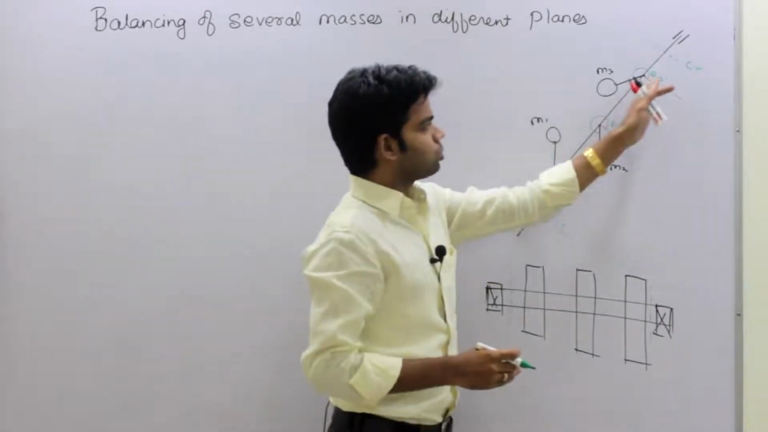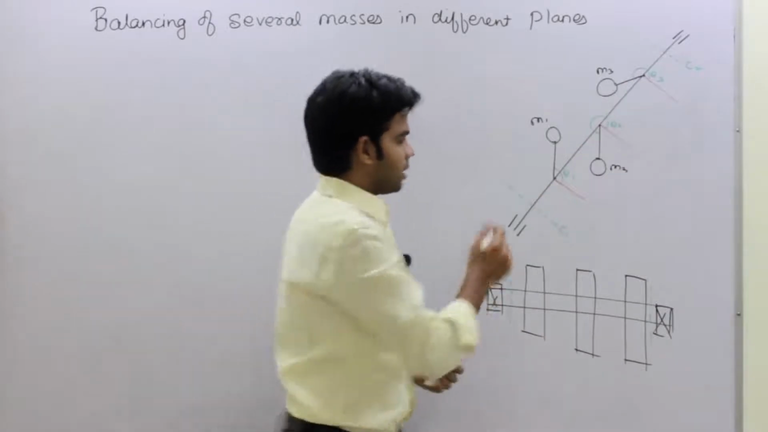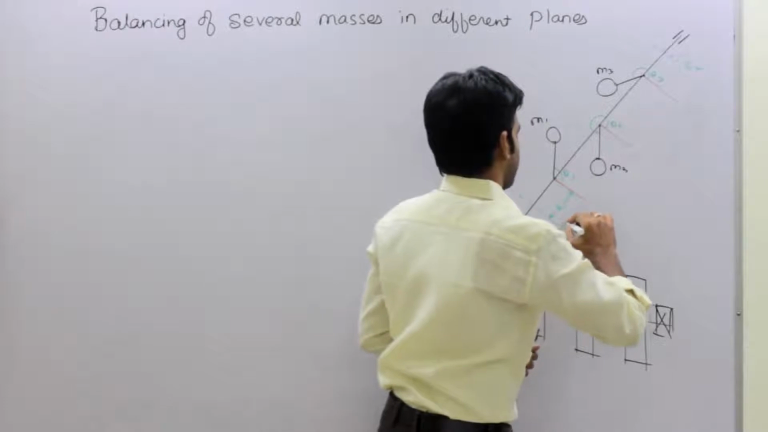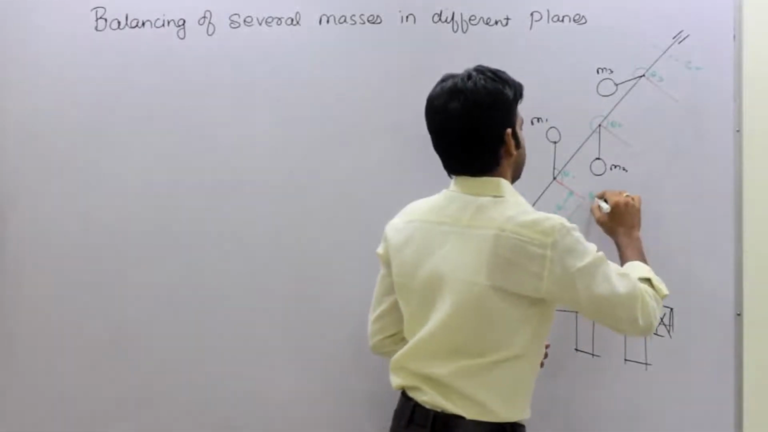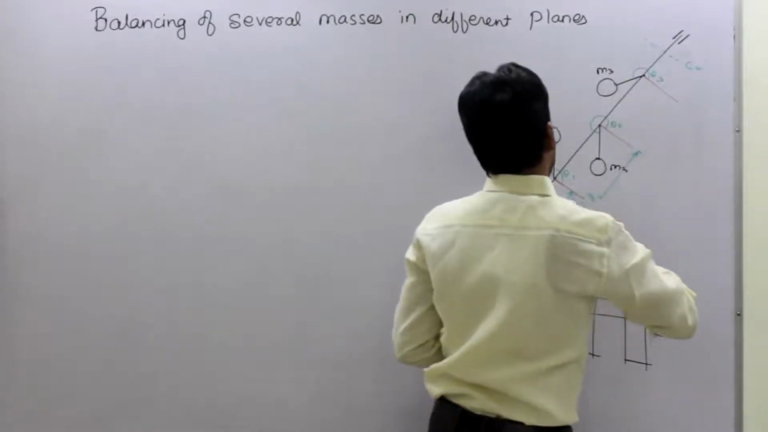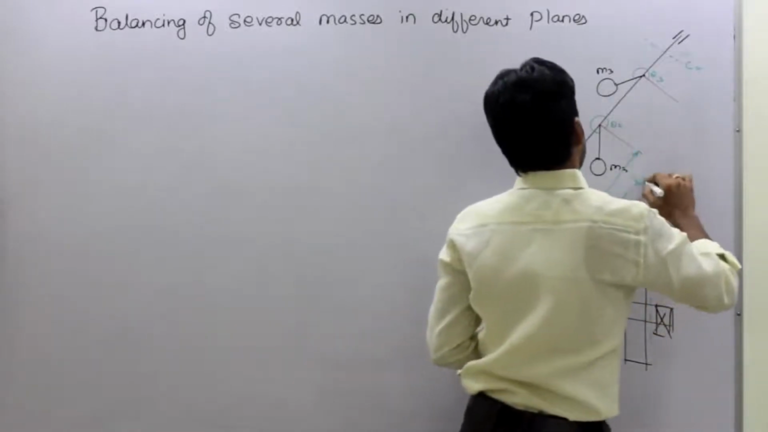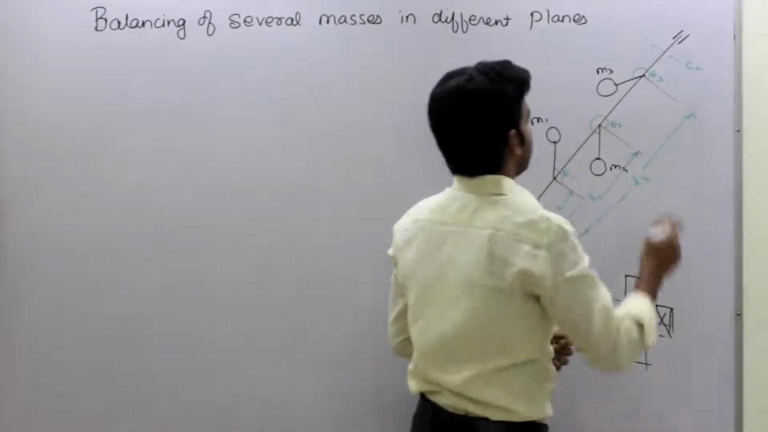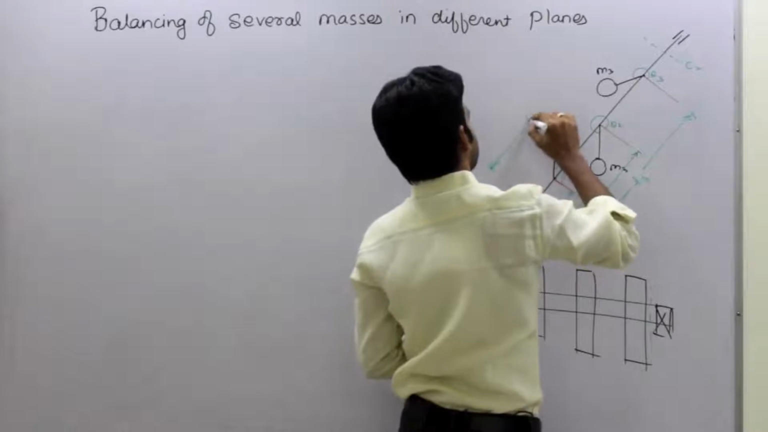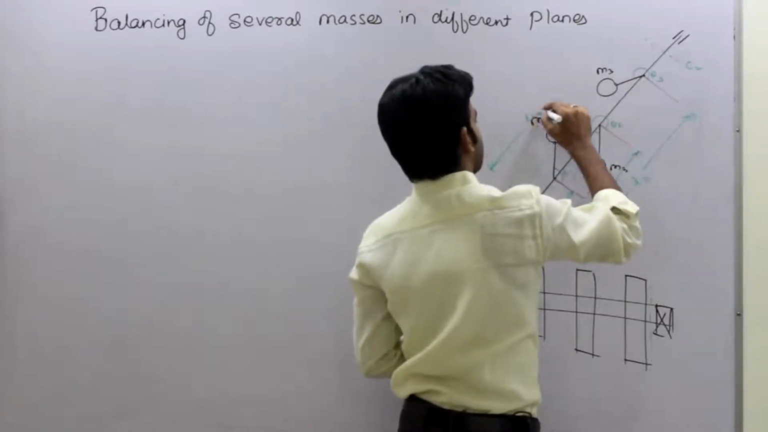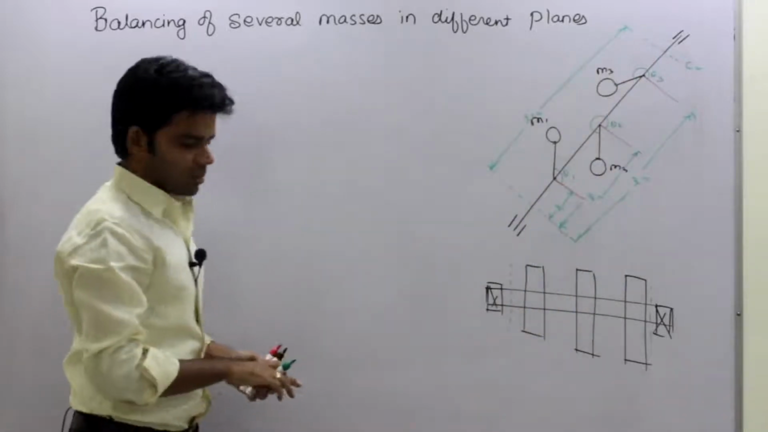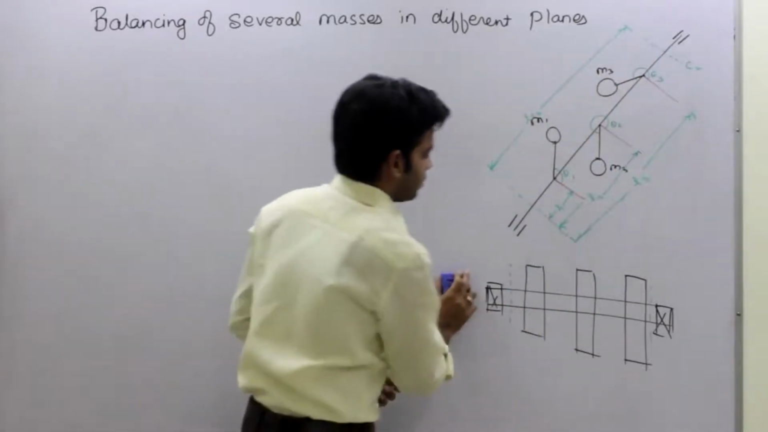So we have taken C1 and C2 as two reference planes, okay, and the distances from C1 are suppose L1, and mass M2 has the distance L2, mass M3 has the distance L3, and this reference plane C2 has a different distance LC2 from the plane C1. Getting this?